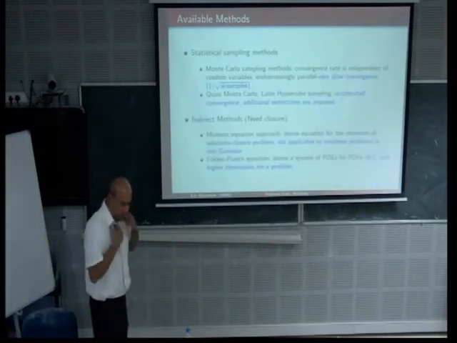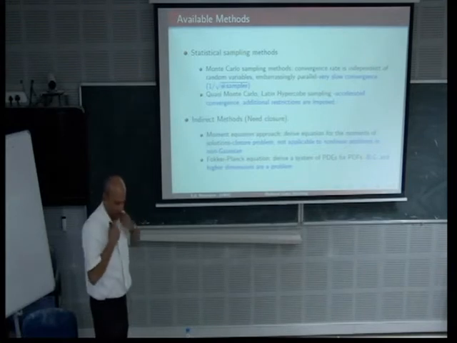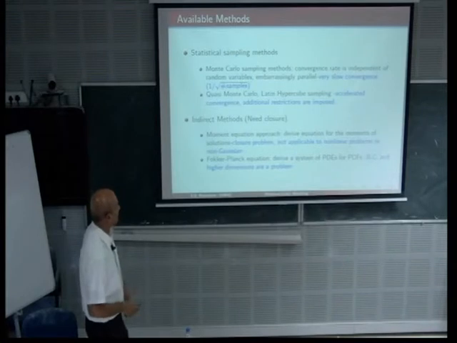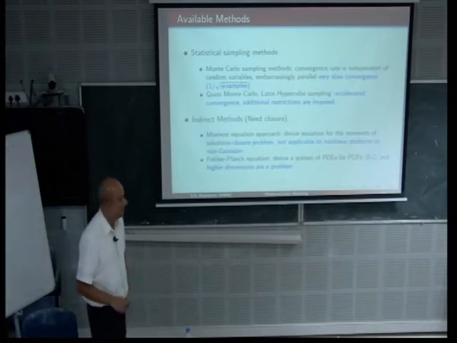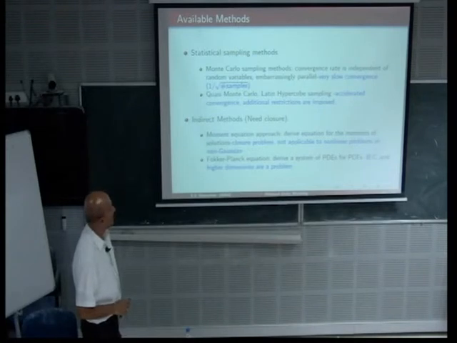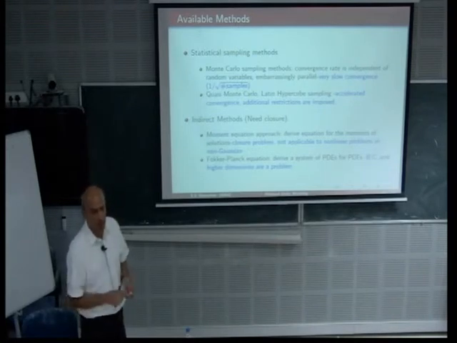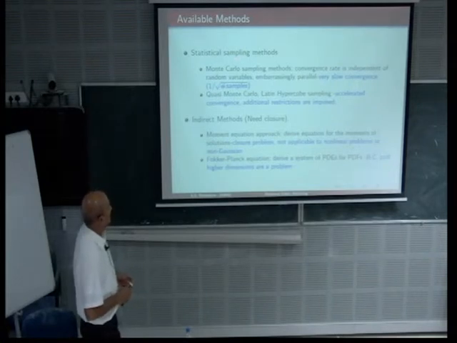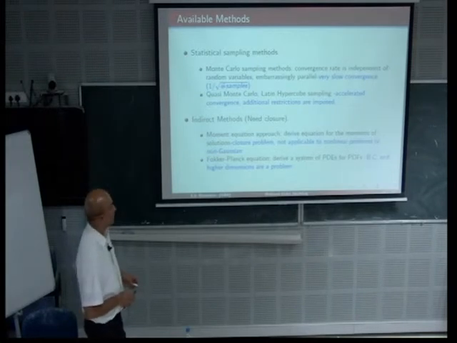Let me briefly review some of the available methods. There are 3 types of methods that at least I can talk about. Statistical sampling methods, the classical methods, the so-called indirect methods, and there are direct methods. I will talk more about the direct methods. Among the statistical sampling methods, the popular one is the Monte Carlo sampling method that almost everybody knows.